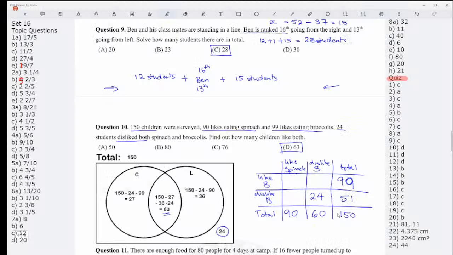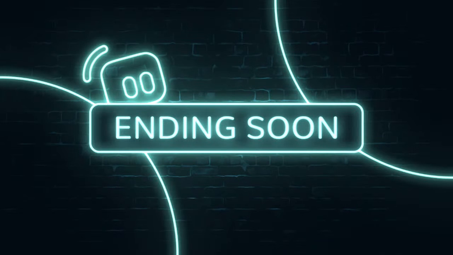So that means 150 goes here. 99 goes here, 90 goes here, and 24 goes here. So that means there's still 51 here, because 99 plus 51 gives you 150. And 60 goes here, because 90 plus 60 gives you 150. Going backwards, we can do 51 take away 24, and that gives you 27 dislike spinach, like broccoli. And what plus 27 gives you 90? The answer is 63, like both. So that is how many like both.